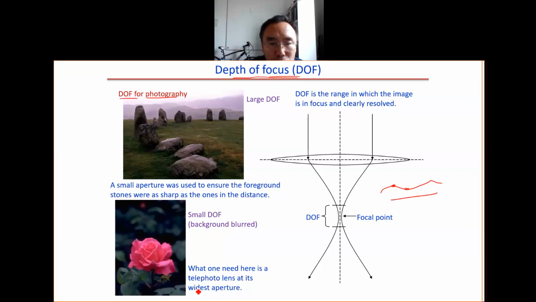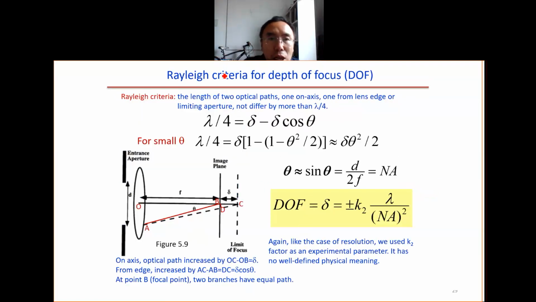This one we use a big lens. This one we use a small lens, small aperture. Normally the camera in a cell phone is too small, so you can only take this kind of image. It's very difficult to take this kind of image. And this is the idea of the depth of focus. This is also given by Rayleigh, the same Rayleigh. This is the Rayleigh criterion for depth of focus.